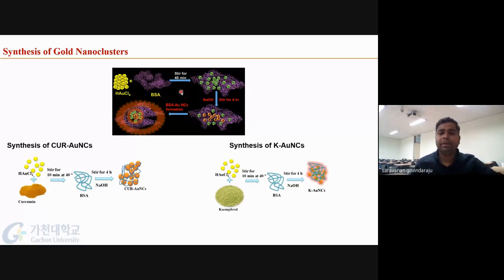So based on that basic idea, we separated it into two things. One is the synthesis of curcumin-based gold nanocluster, and the other is kaempferol, which is a flavonoid. We conjugated that kaempferol to the gold chloride, and finally we got the kaempferol-based gold nanocluster. The curcumin-based gold nanocluster we chose for anti-cancer activity and bioimaging, and likewise the kaempferol-based gold nanocluster.